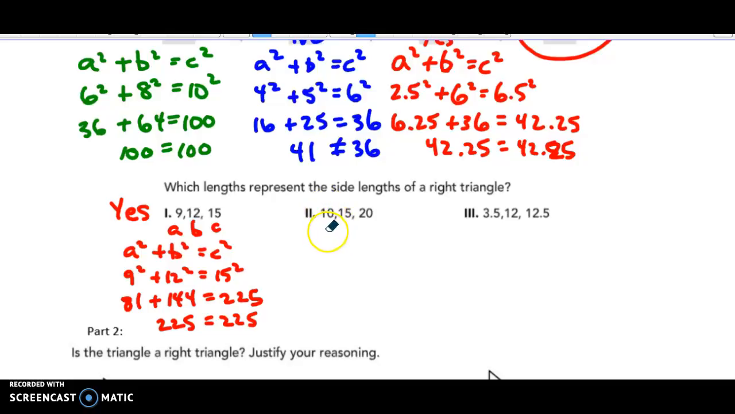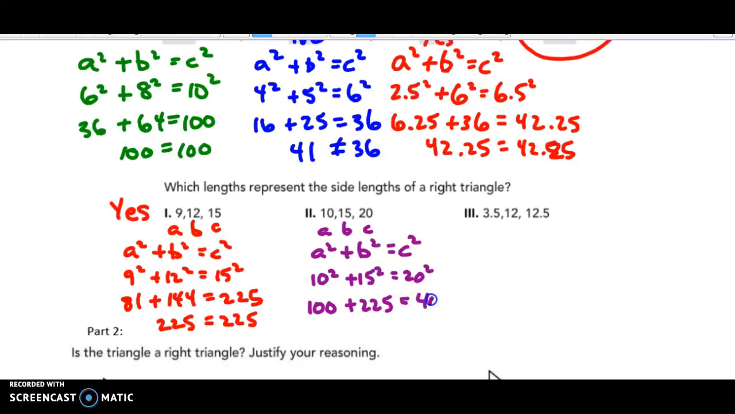Let's try on this second set of side lengths. So again, my smallest will be my A value, my medium will be my B, and my largest will be my C. So let's write our formula. A squared plus B squared equals C squared. Next we substitute 10 for A, 15 for B, 20 for C. Then we simplify. 10 squared is 100. 15 squared is 225. 20 squared is 400.